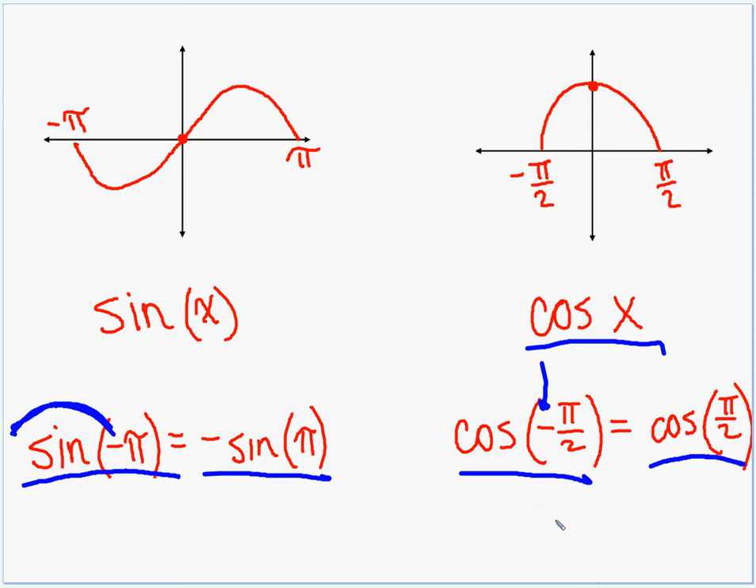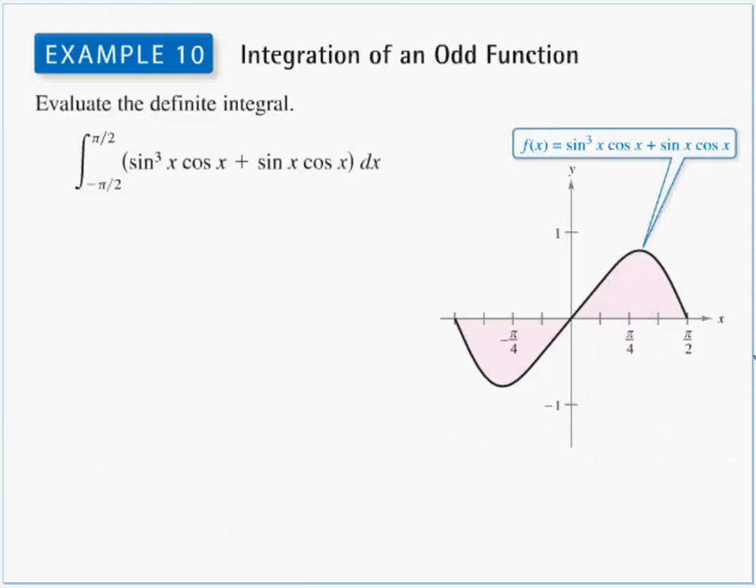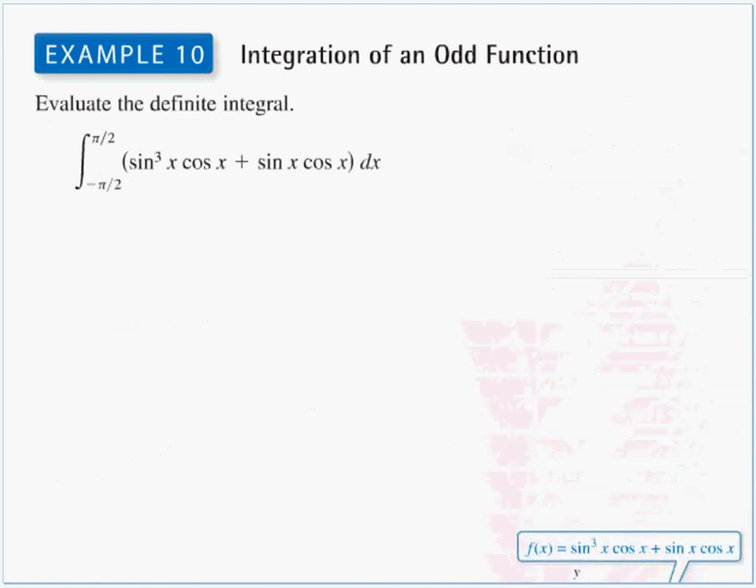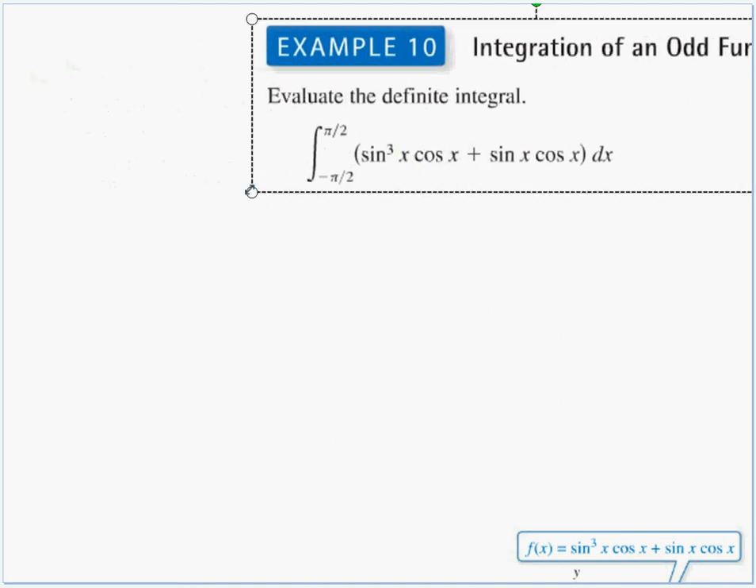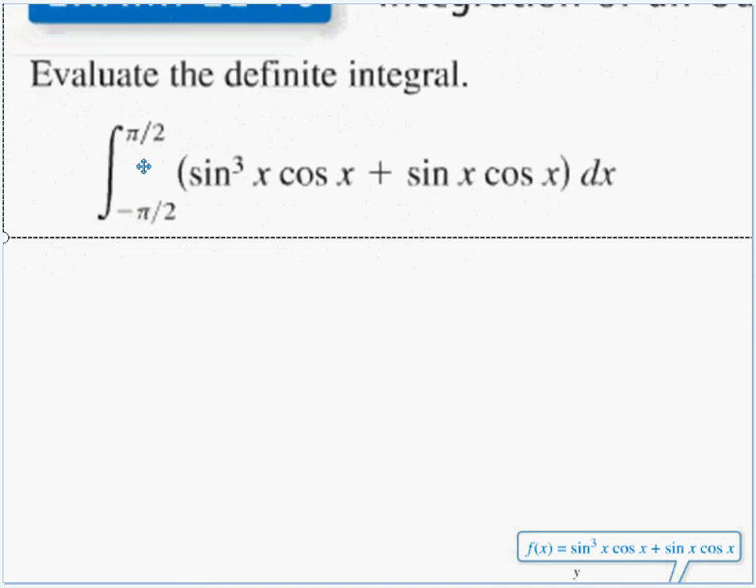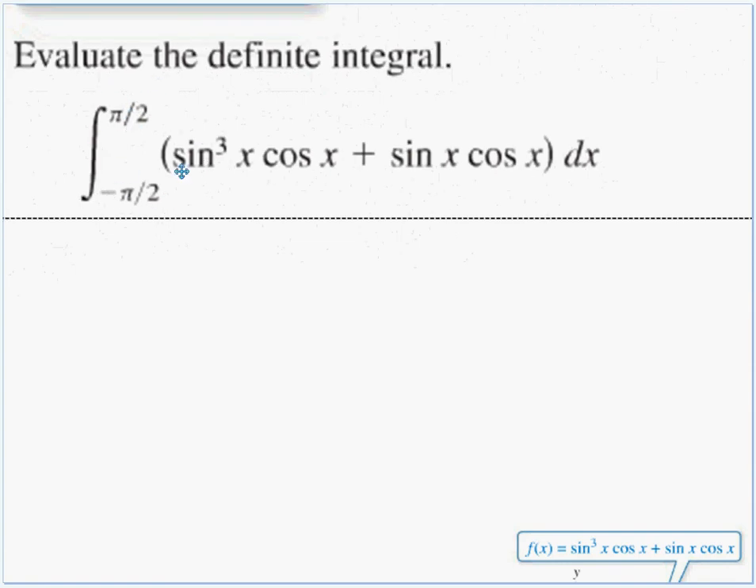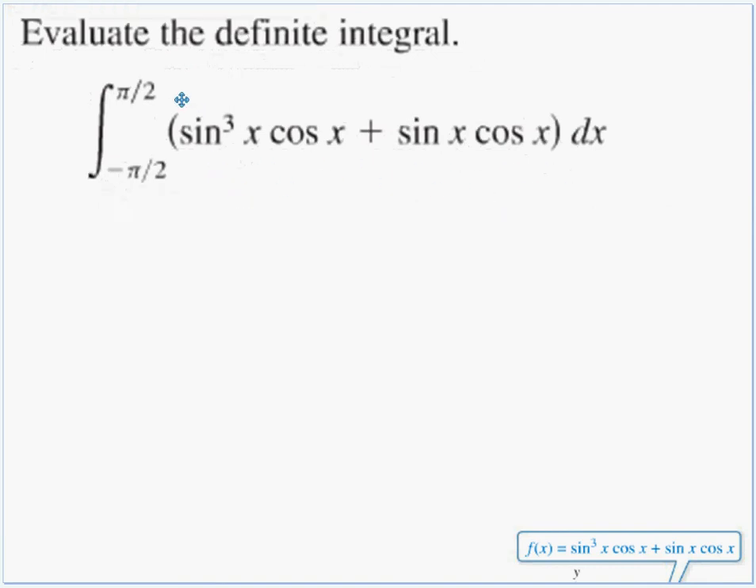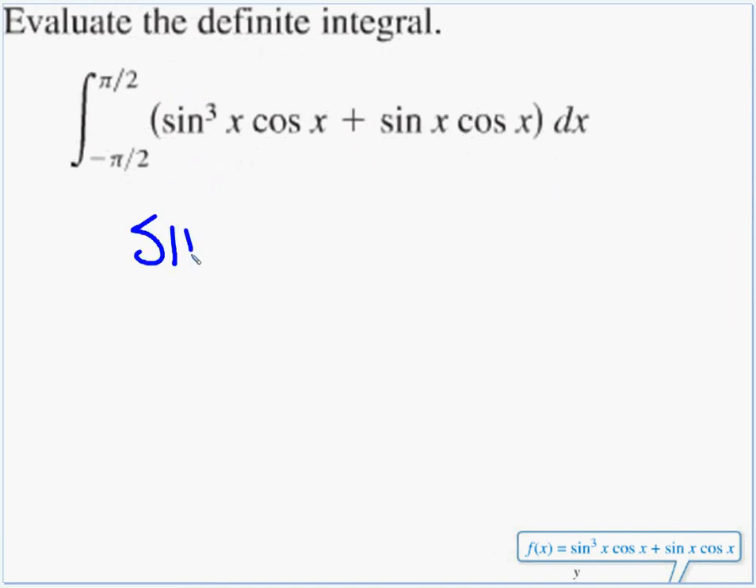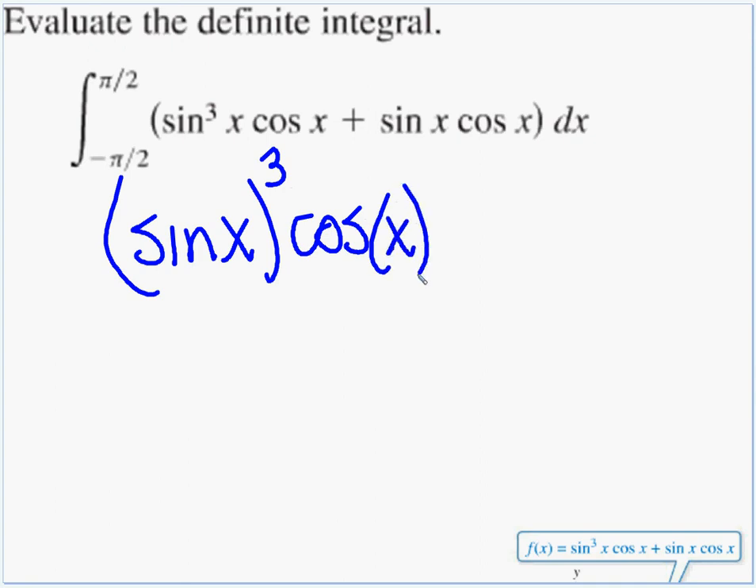Now let's say you're on the AP test and the graph is not given. Evaluate this definite integral. As soon as I notice the upper and lower limits are the same, one positive, one negative, that would send off alarm bells in my head. So this could be an even or an odd function. We're not sure yet. What we've got here is sine of x quantity cubed, that's supposed to be a cubed, times a cos x, plus sine x times cos x. So let's figure out if we've got an even or an odd function here.